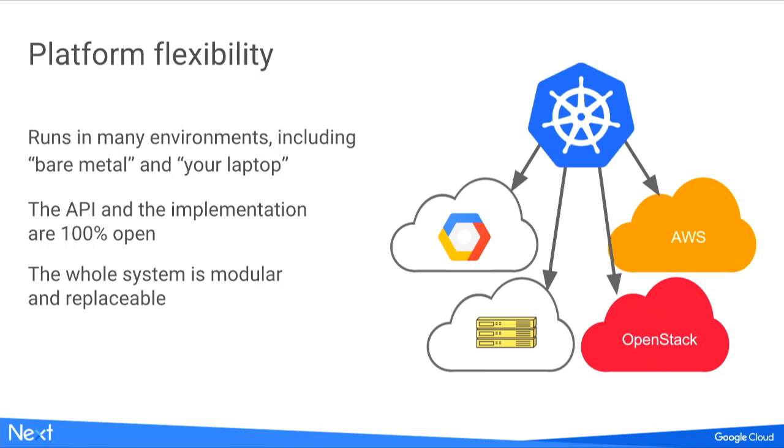And the reason that this works is because Kubernetes provides really good extensibility points. Kubernetes can scale down all the way to running on your laptop if you want to run a development environment. Again, we would not recommend that for production, but it's great for testing out your applications before you push them to production. That means you can run your containers while you're on an airplane without having access to the internet. You can also run it on bare metal. You can run it in many different cloud environments. And the API and implementation of Kubernetes is completely open.